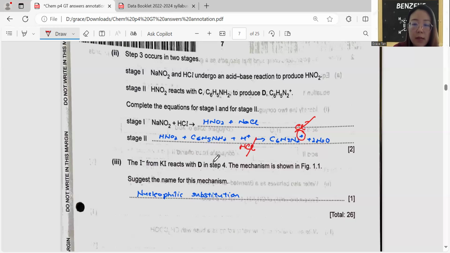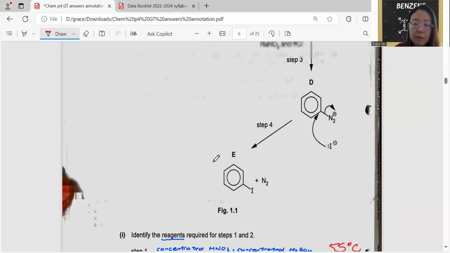Now the next part: the iodide from the potassium iodide reacts with D in step 4. The mechanism is shown in figure 1.1. Suggest the name for this mechanism. Now let's look at step 4 here. They wanted the mechanism here.